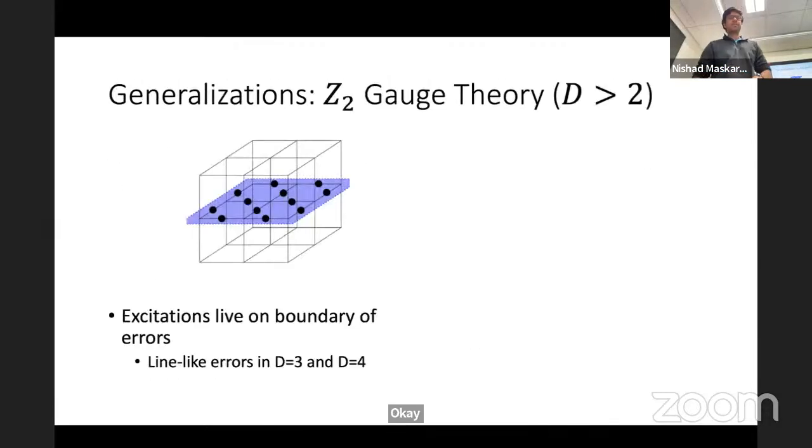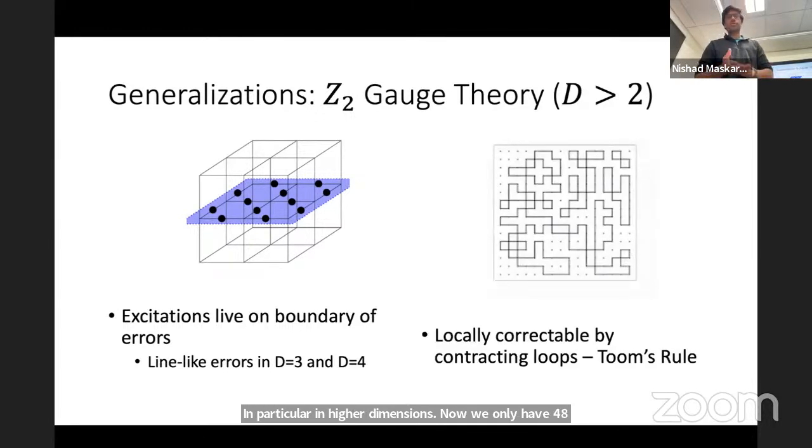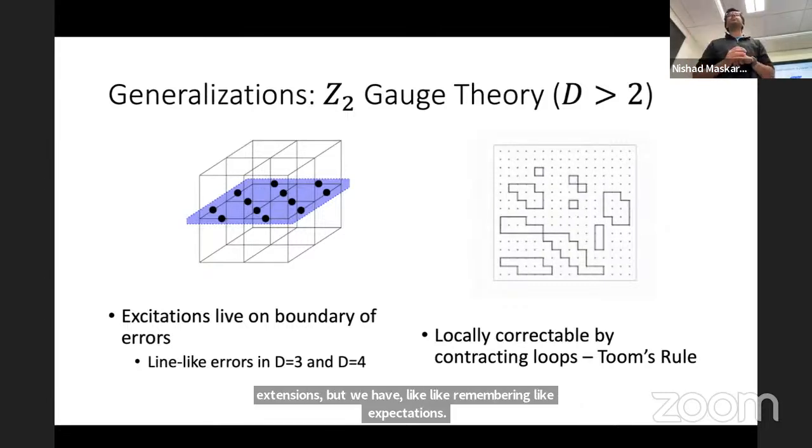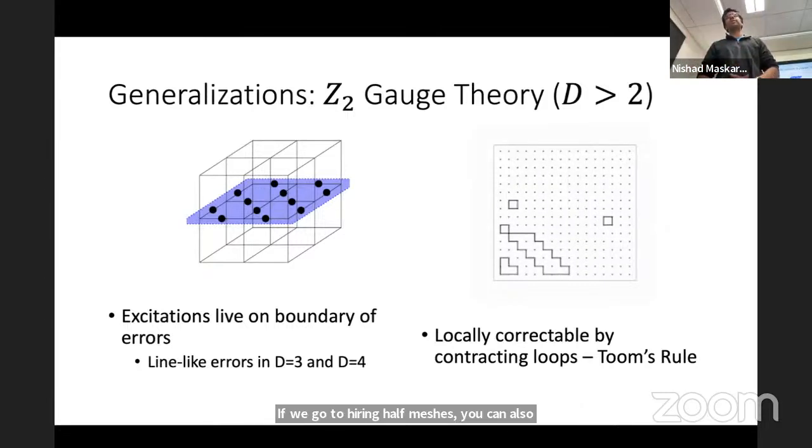Also, just in terms of generalizations, I think one kind of straightforward generalization is to Z2 gauge theory in higher dimensions. In particular, in higher dimensions now, we don't have point-like excitations, but we have line-like or membrane-like excitations if we go to higher and higher dimensions. You can also straightforwardly generalize this local pairing rule to these more complicated surfaces.